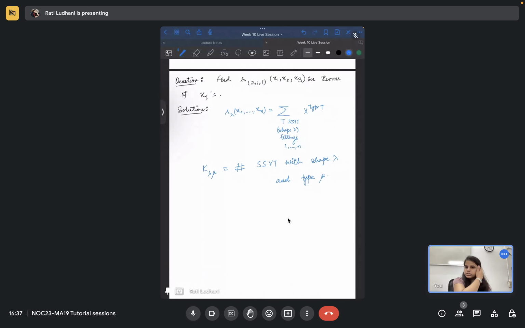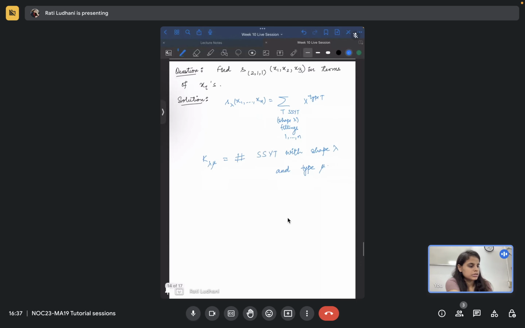Okay. So yes, where were we? Find S211 of x1, x2, x3 in terms of the xi's. This is a formula which we need, but let's try to do it without using the Kostka number. What is a semi-standard tableau? Right now the shape is lambda. So how will you calculate? You consider the shape, which is given to be 2 1 1.